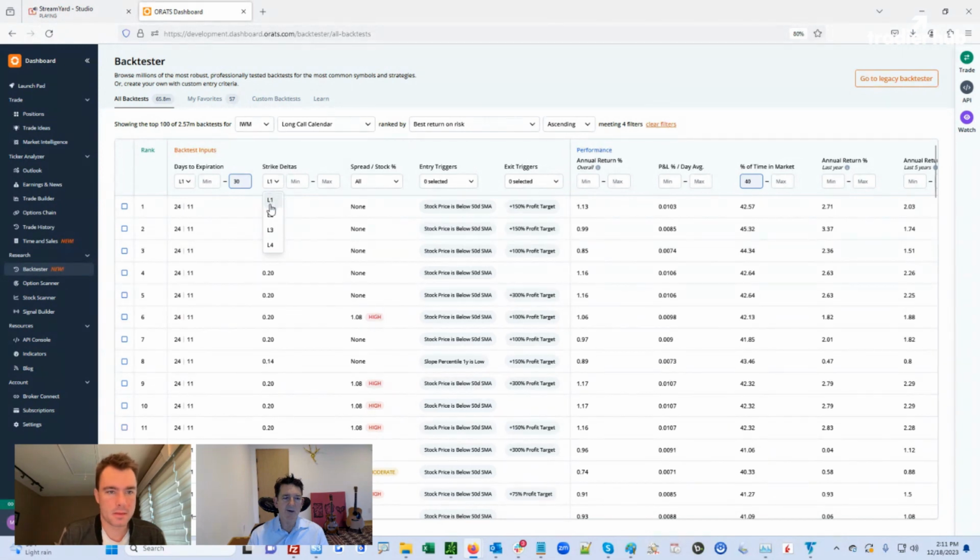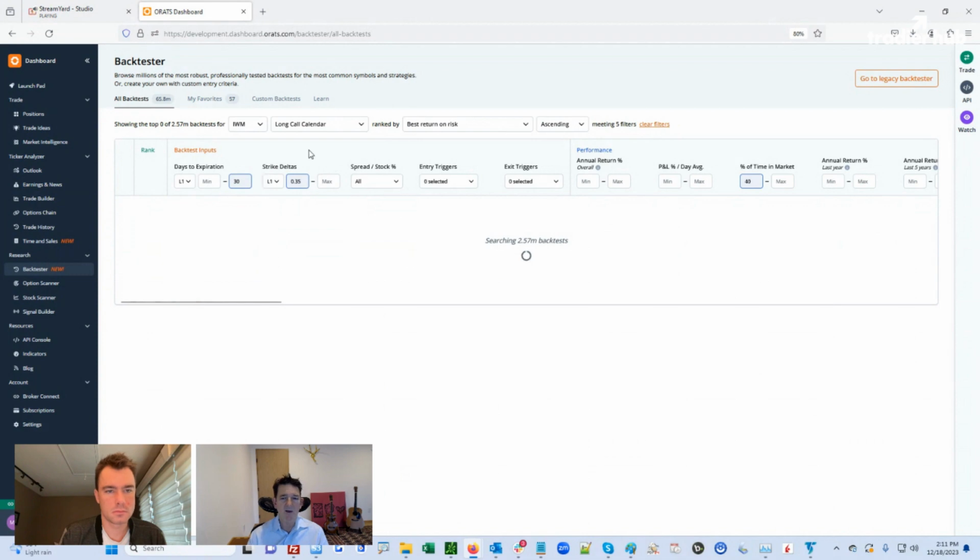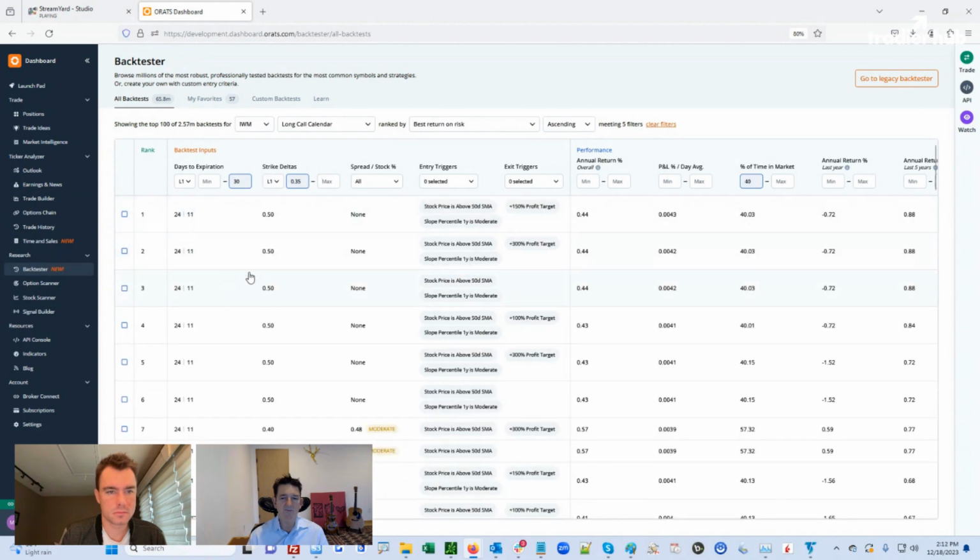So leg 1 is the long-term leg. So again, we'll just put a max of 30 there. Or I'm sorry, the deltas. I want a minimum delta because these are pretty far out of the money. Let's just do like a 35 delta minimum. And then, okay, so that should work.